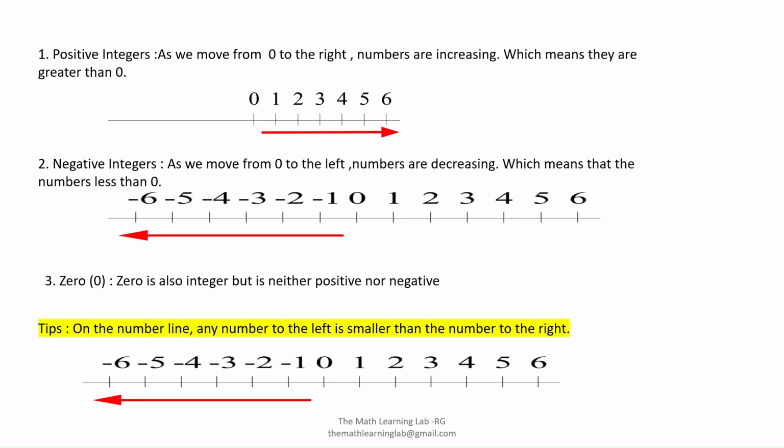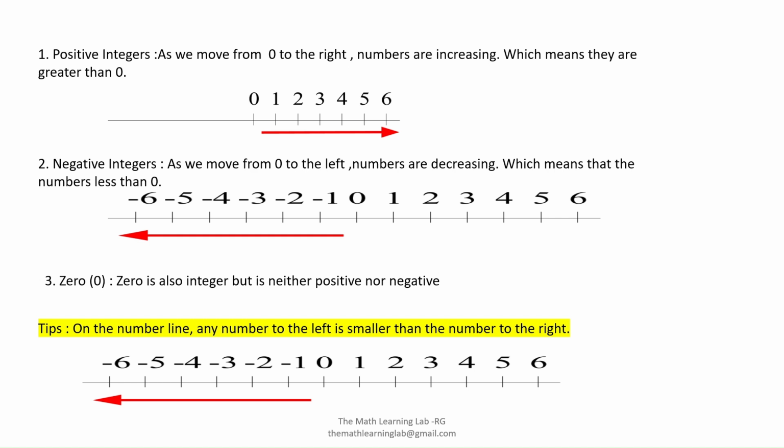Positive integers: as we move from 0 to the right, numbers are increasing, which means they are greater than 0. Negative integers: as you move from 0 to the left, numbers are decreasing, which means that the numbers are less than 0. 0 is also an integer, but neither positive nor negative.